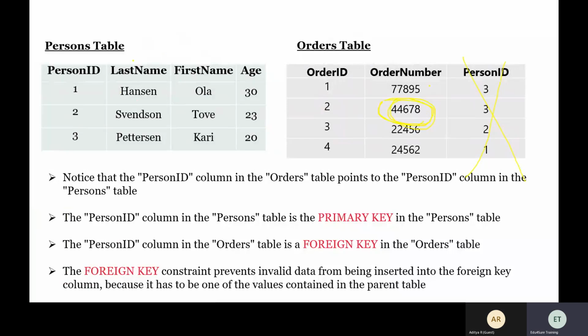Right, exactly. So basically, what is primary key? In this person's table, this is my primary key. Two persons can have the same name, they can have the same age, but they cannot have the same person ID. The person ID is different for each and every person, right?